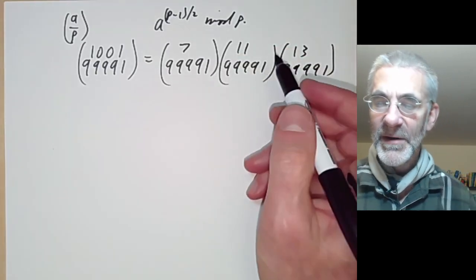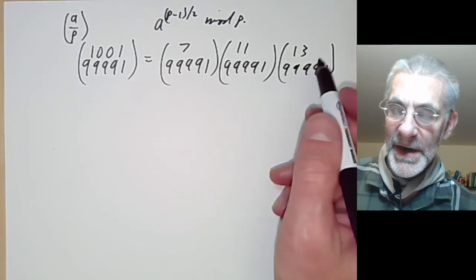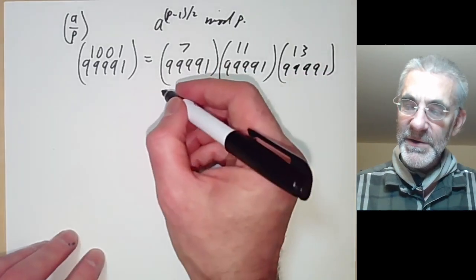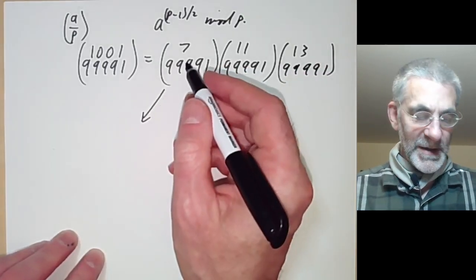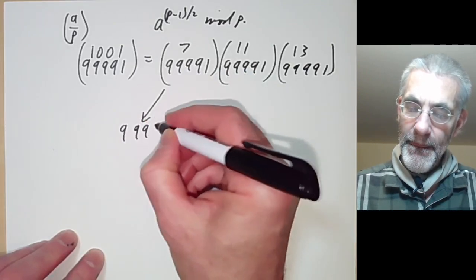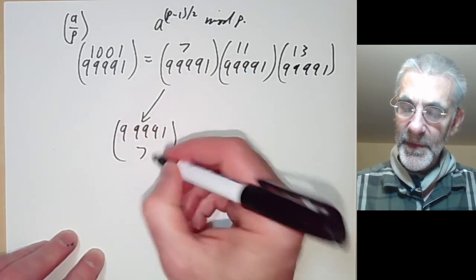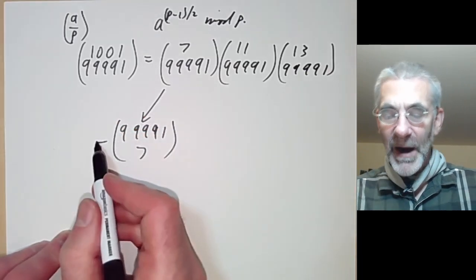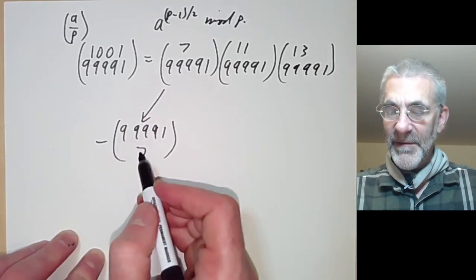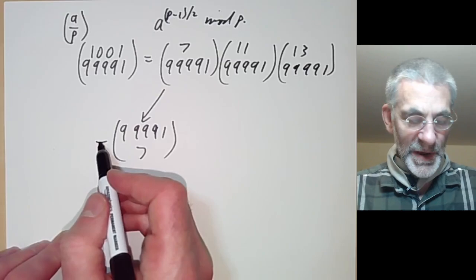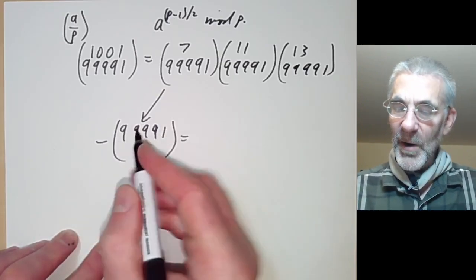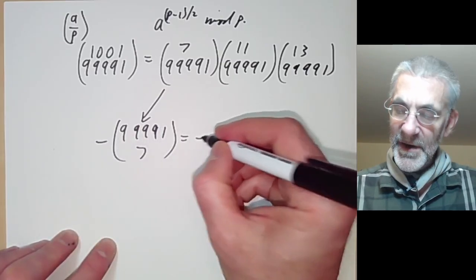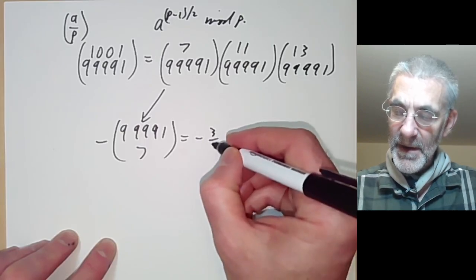So we can factor it like this. And now I can work out each of these three factors very quickly using quadratic reciprocity. So for example, this one turns out to be, we can turn it upside down, but get a minus sign because 7 and this number are both 3 mod 4. And now I can reduce this mod 7 and this becomes minus (3/7).